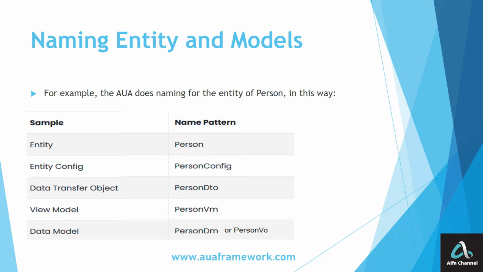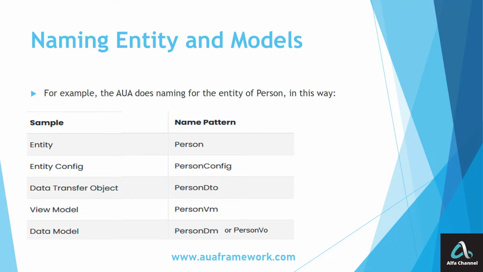Now let me describe this pattern for the entity and model by an example. For instance, for the entity of person, the AUA does naming in this way: entity person. For entity config, the AUA names it person config. Data transfer object, person DTO. View model, person VM, and for data model, person DM or person VO.